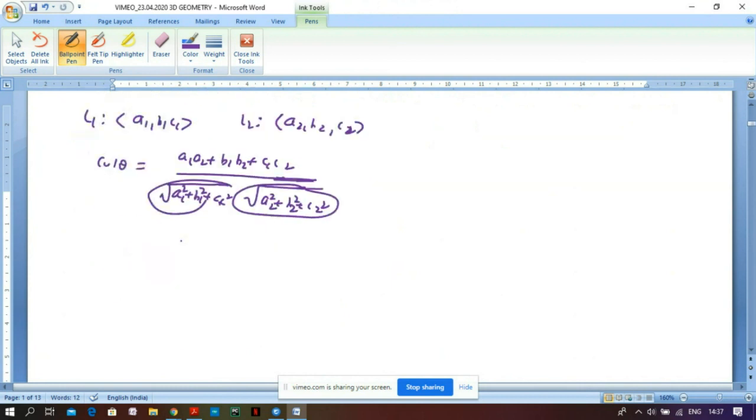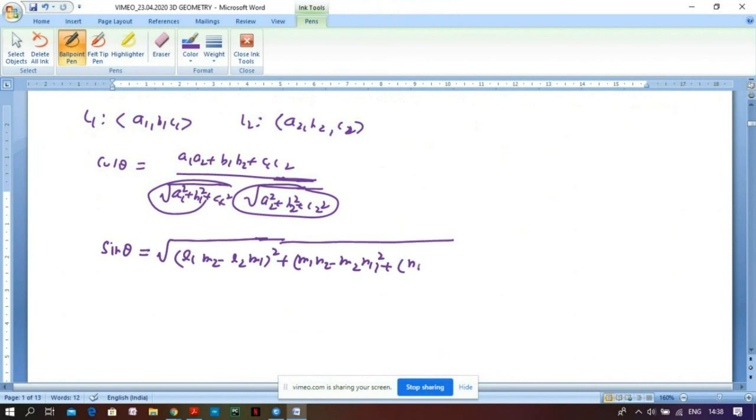One formula that is often neglected is this one, that sine theta is given by, suppose in terms of L1 M1 N1, L2 M2 N2, then sine theta I can write as L1 M2 minus L2 M1 whole square plus M1 N2 minus M2 N1 whole square, and plus N1 L2 minus N2 L1 whole square. To help you remember, I'll just draw here L1 M1 N1 and L2 M2 N2. So first row is L1 M1 N1, second is L2 M2 N2.